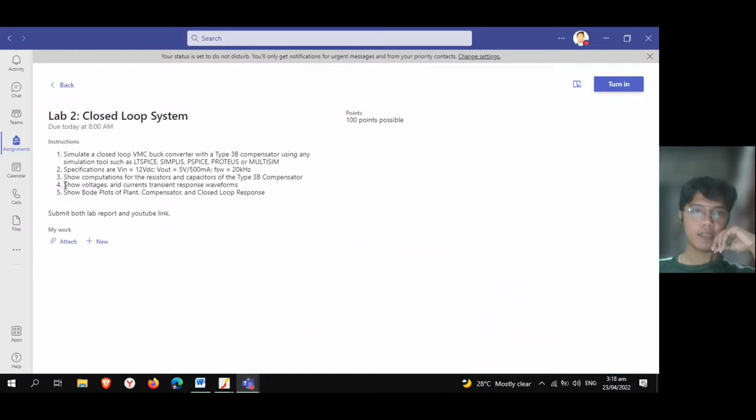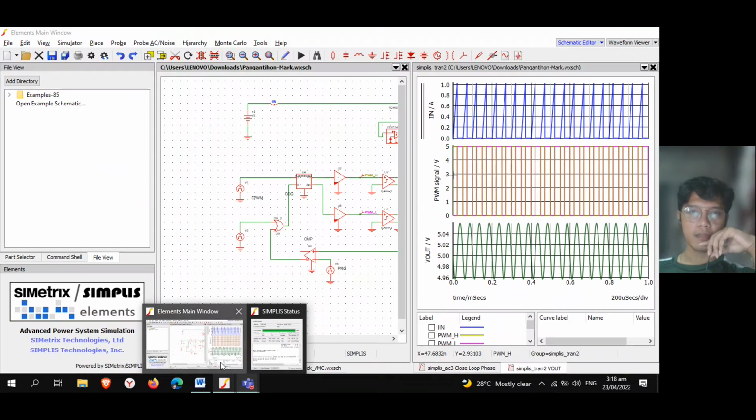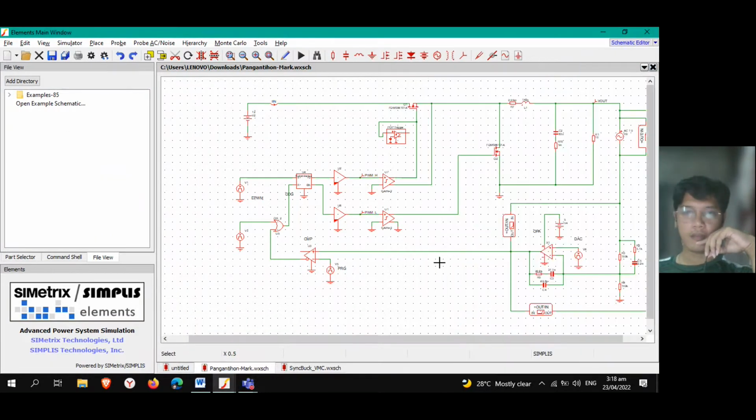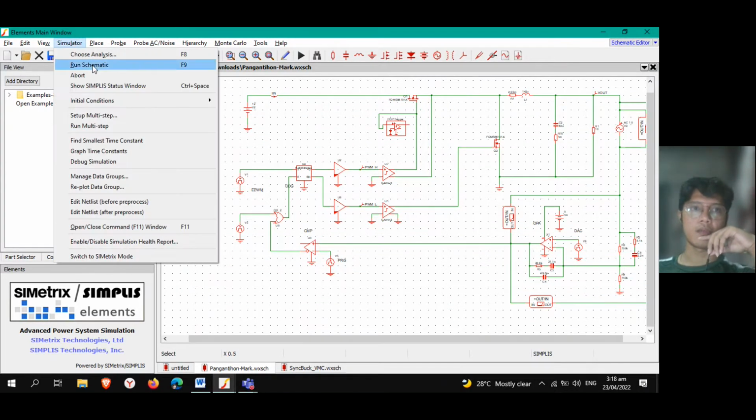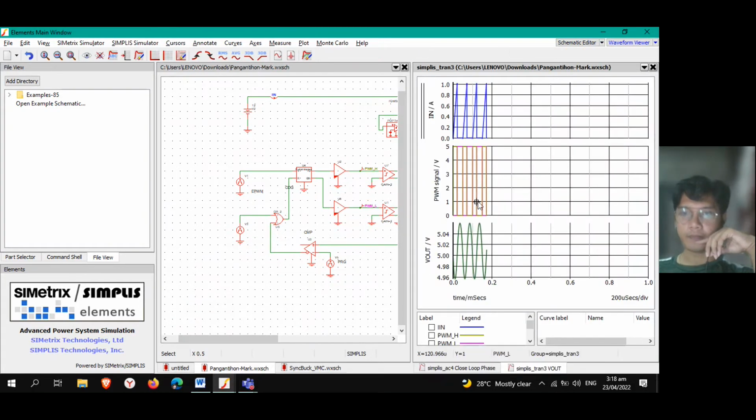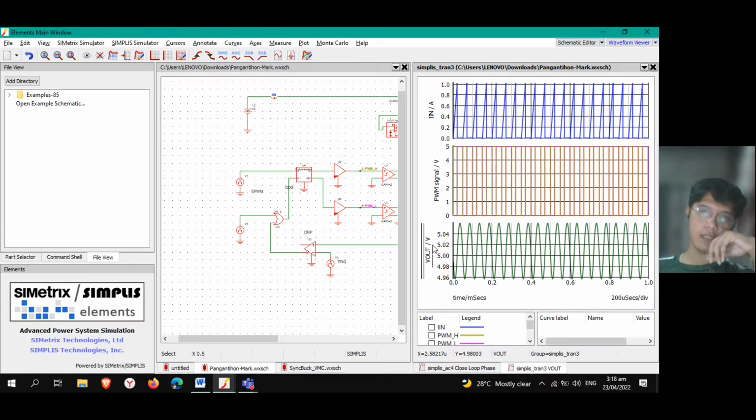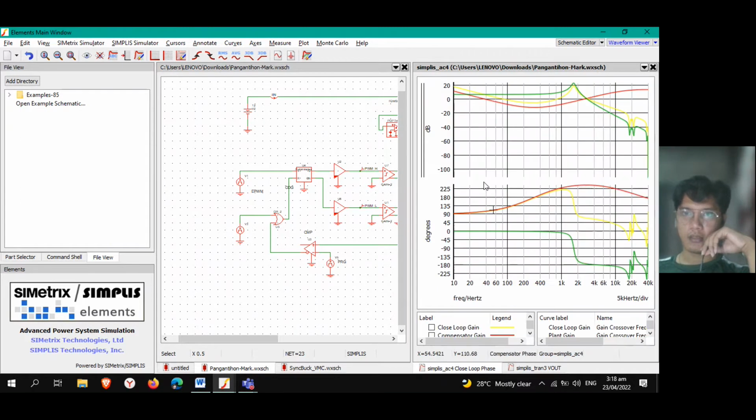For the next instruction, show the voltages, current, and transient response waveforms. I showed this earlier, but I will show it again. Let's run the schematic again. Here we can see that Vout is 5 volts, and the PWM signal is 5 volts. And this is the current. Then here we can see the closed loop gain, the compensator gain, and the plant gain.